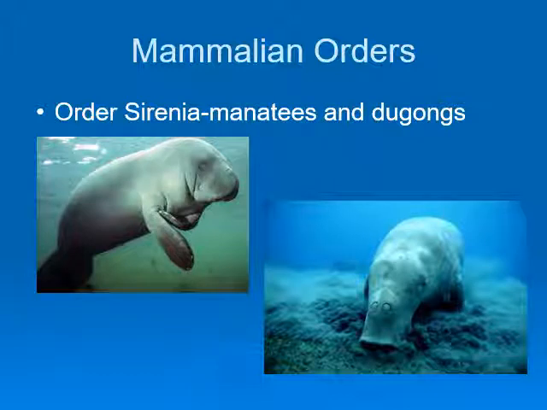Order Sirenia includes the manatees and dugongs. These have adaptations to live in water, but it looks like they evolved to live in water separately from the whales and the dolphins. So they shared a slightly different ancestor in the mammal classification system than the whales and dolphins. They're not as closely related to whales and dolphins as they are to each other.